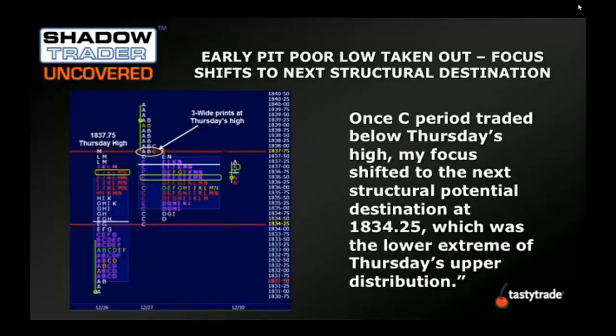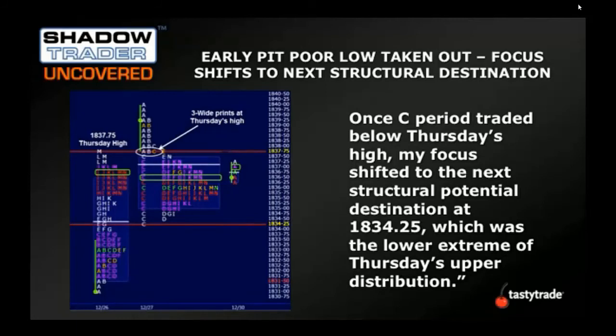Okay, so once we trade below Thursday's high, now my focus shifts to the next potential structural destination. Where could that market be going? Once I got back into Thursday's range, what might be a logical destination? And what I was looking at was 1834.25, which was the lower extreme of Thursday's upper distribution.